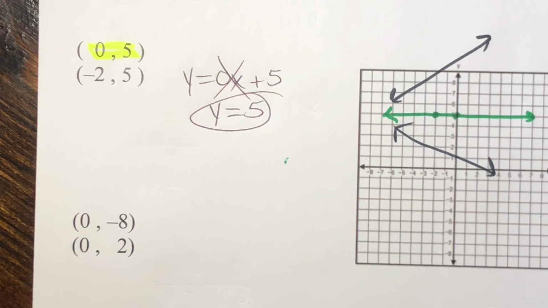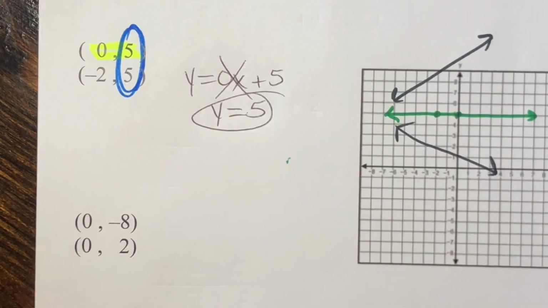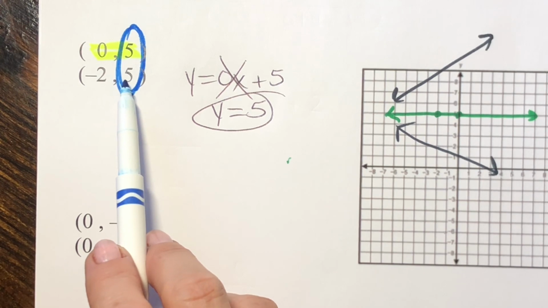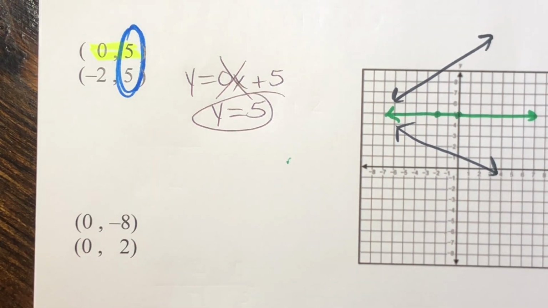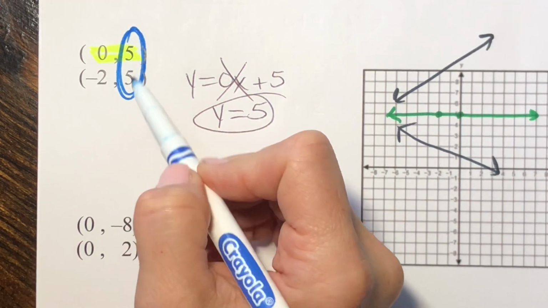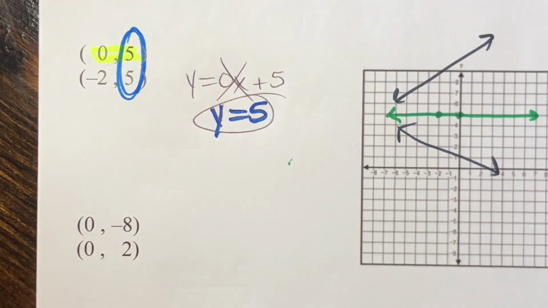And here's your shortcut. You could have probably looked at both of these ordered pairs and seen that the y value for both of them was 5. This is quite possibly, if you know the shortcut, the easiest problem you're gonna do. Because you're gonna see that they're both 5 and go, oh, the y value is 5. That must be a horizontal line at y equals 5.